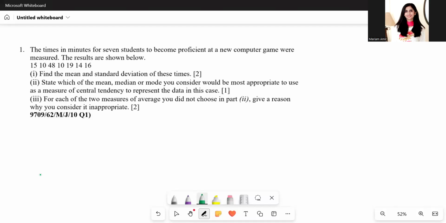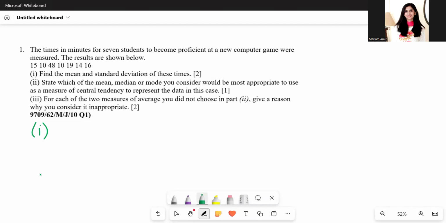The time in minutes for 7 students to become proficient at a computer game were measured. The results are shown below: 15, 10, 48, 10, 19, 14, and 16. Find the mean and standard deviation of these times.